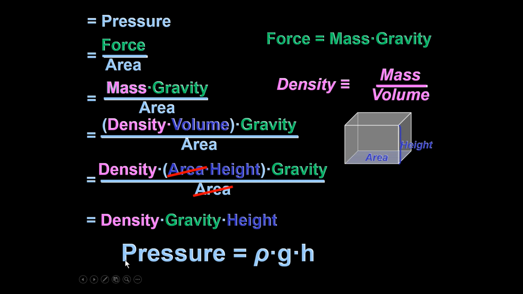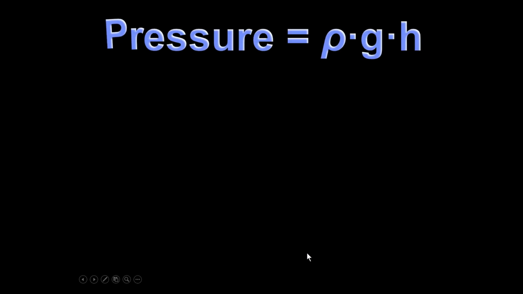So swimming to the bottom of a swimming pool, you'd have to know the density of the water, the acceleration of gravity, and how deep in that water you are. So pressure is rho g h.